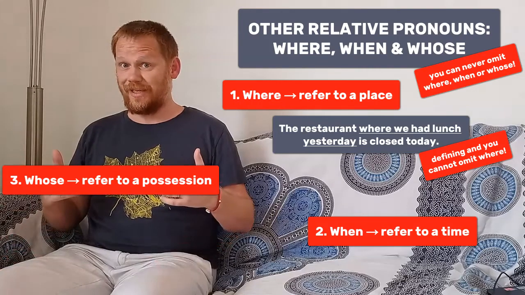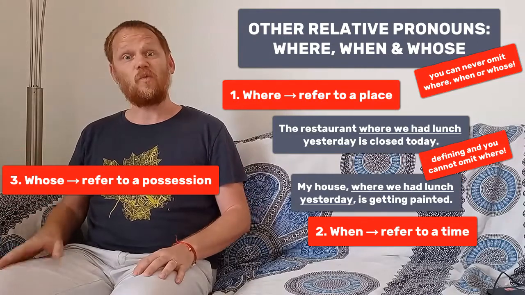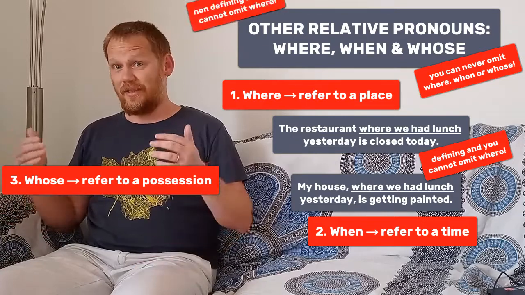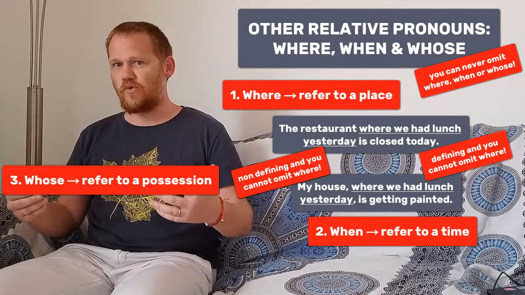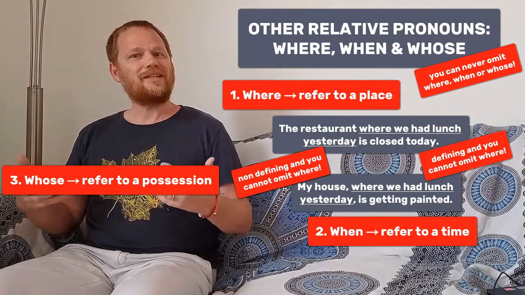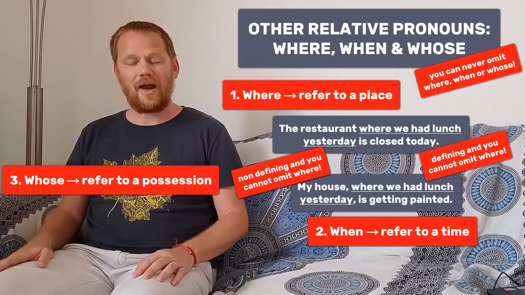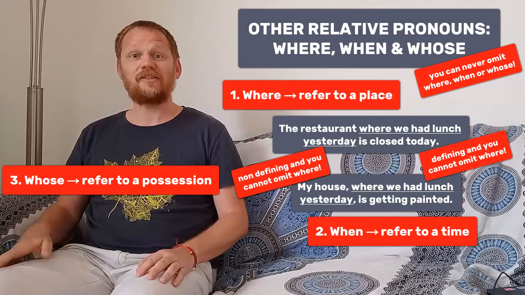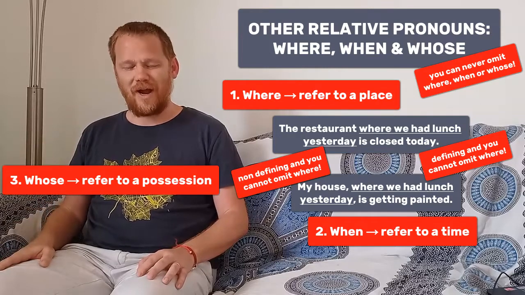But the same goes in a non-defining relative clause. For example, my house where we had lunch yesterday is getting painted. In this case, it's a non-defining relative clause, right? Because we know the place I'm talking about. But again, we need to use that question word where. My house where we had lunch yesterday is getting painted. So we cannot omit that question word where.